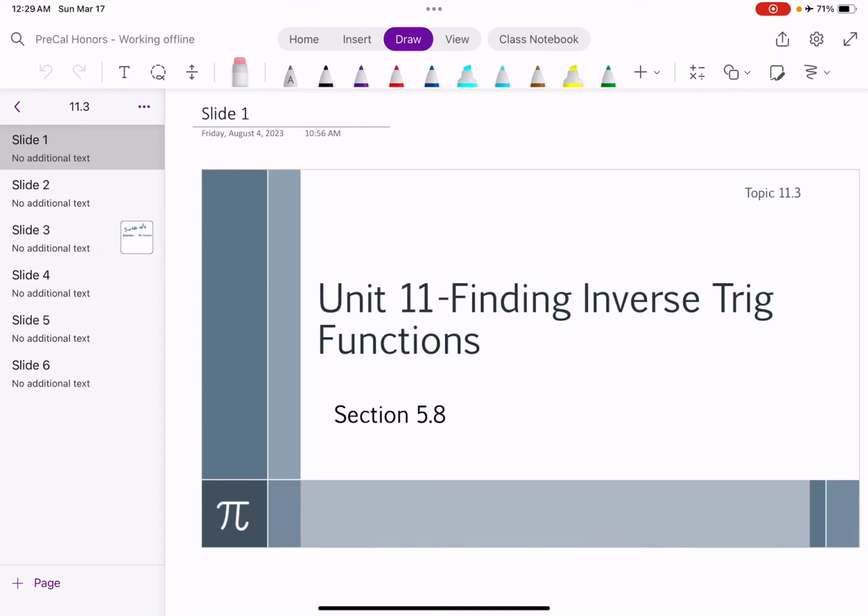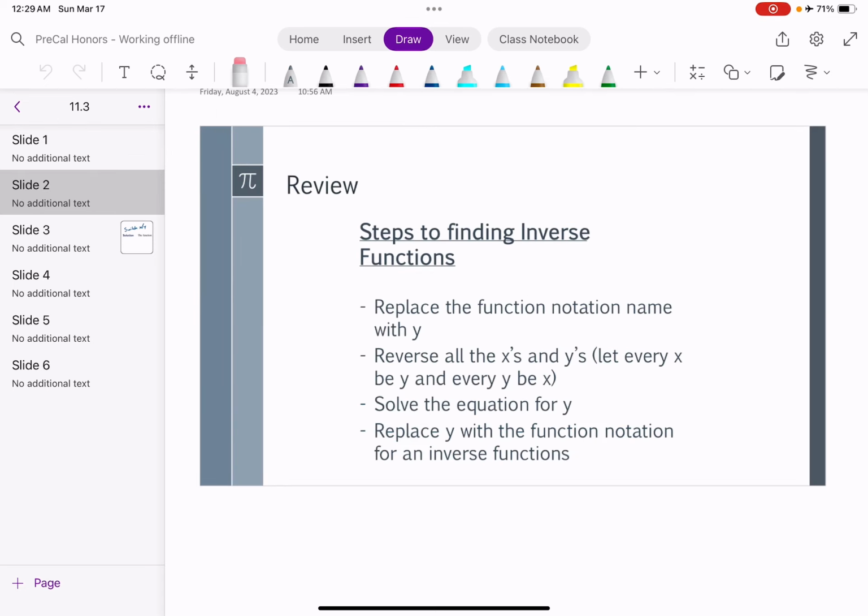11.3, finding inverse trig functions. So we are going to begin with our first step, which is figuring out exactly how to solve for an inverse function. On slide 2, you can see that we have the exact instructions on how to find that inverse function. First step, replace your x with y and replace the y with x. From that point forward, you are going to solve for your new y.